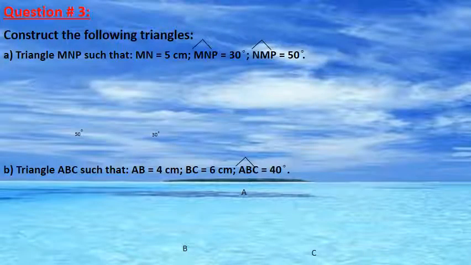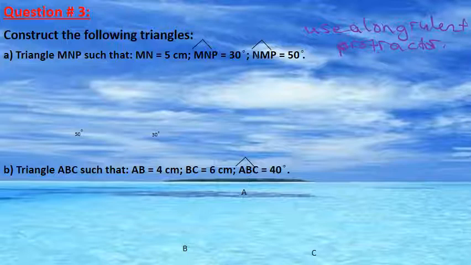Now in question number 3, we should construct the following triangles. Triangle MNP such that MN equals 5 centimeters, angle MNP equals 30 degrees, angle NMP equals 50 degrees. In this construction, we should use a long ruler plus a protractor because we have angles.